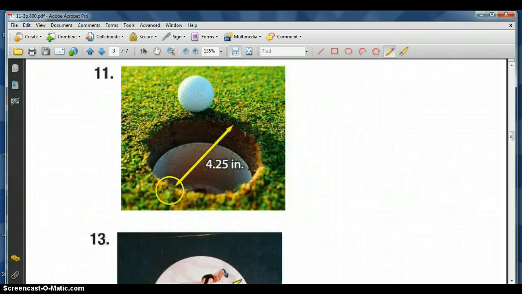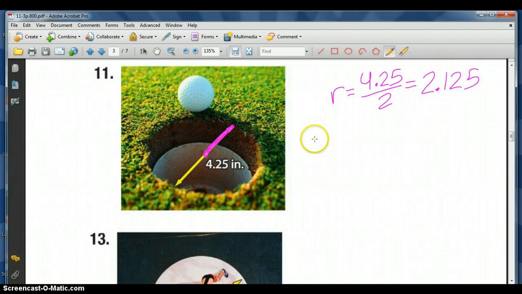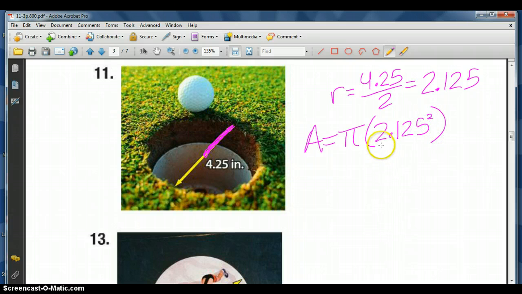On number 11, it shows our diameter, but we want half of that. We just want the radius. So our radius is equal to half of 4.25, which is equal to 2.125. So our area is equal to pi times 2.125 squared. So pi times 2.125 squared is approximately 14.2 square inches.